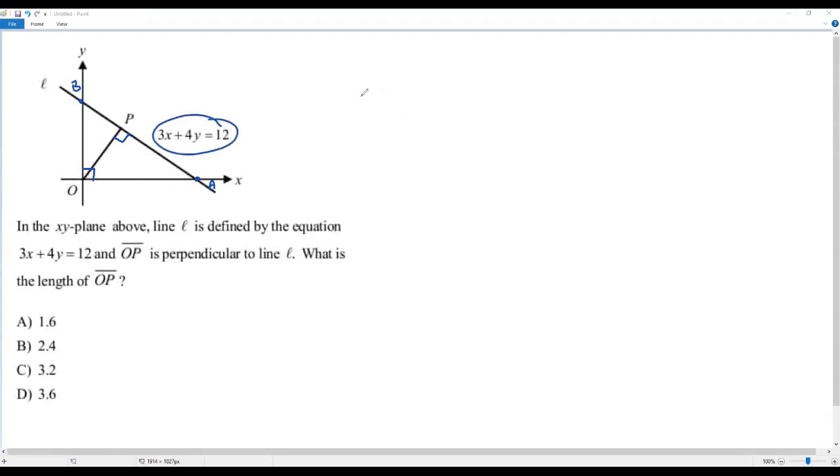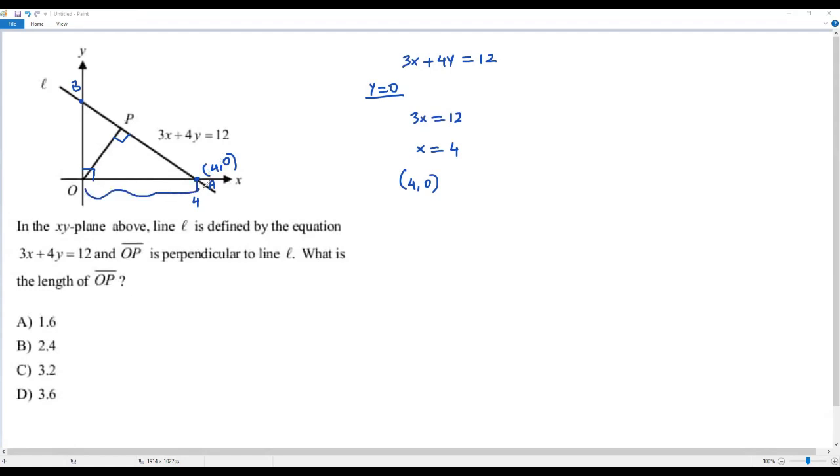Now let me take the equation of line L, that is 3x + 4y = 12. To get the x-intercept, point A, we plug in y = 0. When I plug in y = 0, 4 times 0 becomes 0. Then I get 3x = 12. Dividing both sides by 3, I get x = 4. So the x-intercept is (4, 0). That is, point A is (4, 0). We have the value 4 on the x-axis, which is the x-coordinate, and so the length of line segment OA, the base of the triangle, is 4.